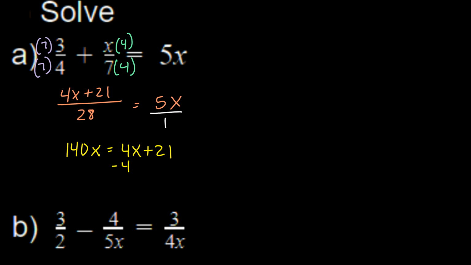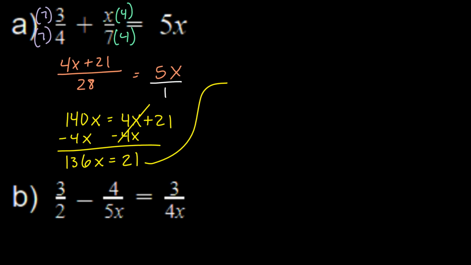So you subtract 4x over, oh, not 40, 4x, and you get x equals, and then, good, and does that simplify nicely? No, it does not. It remains 21 over 136, and that's our answer.